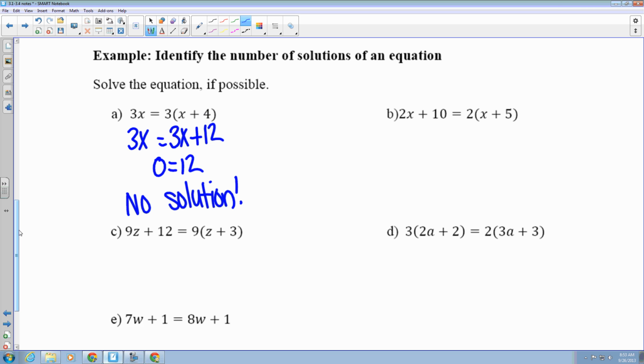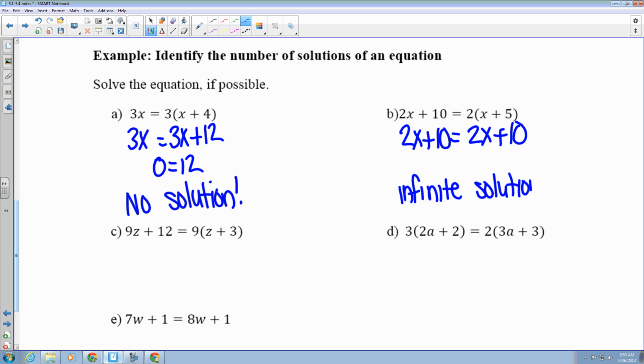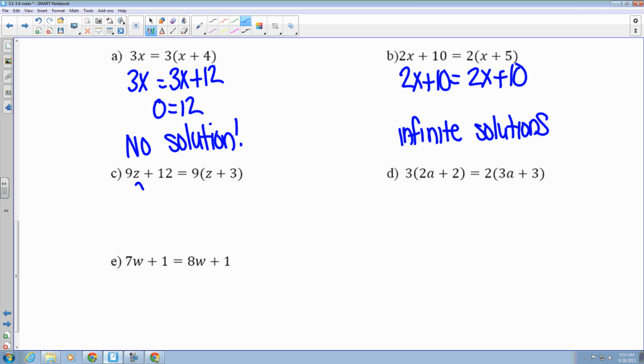On the b, we're going to distribute on the right side. Now, we have 2x plus 10 equals 2x plus 10. Now, when does that happen? This is always, that happens all the time. So this kind of problem is infinite solutions. C, we're going to distribute. Get the z's on the same side. We actually end up with 12 equals 27, which is not the case. So that's no solution.